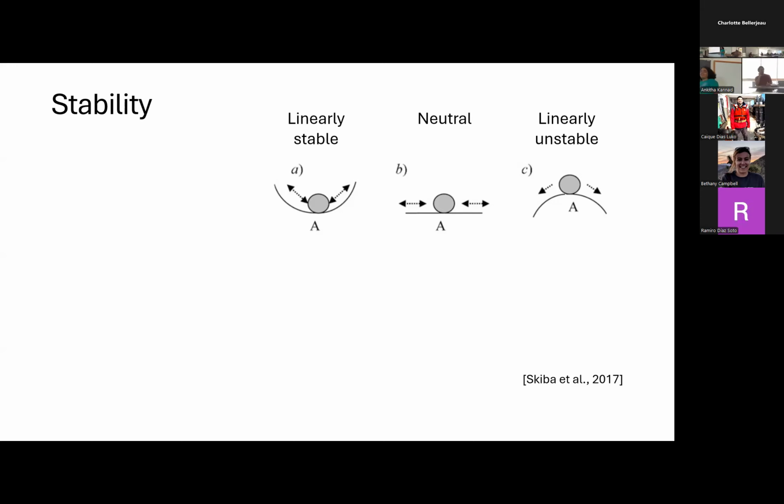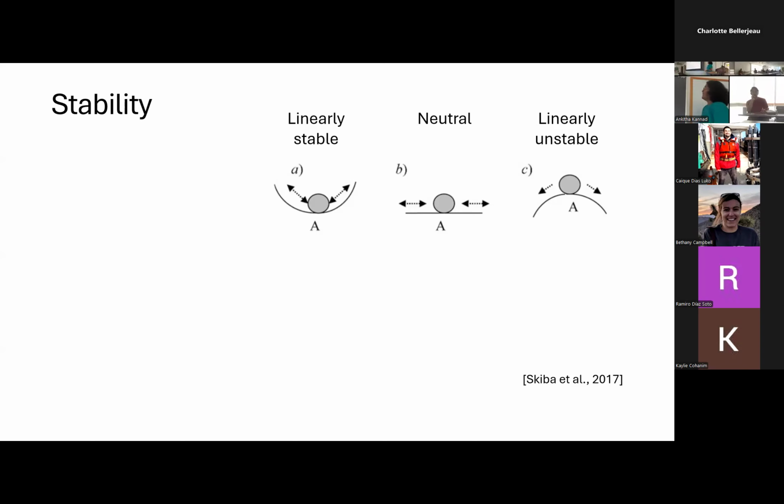Now, if you have a neutrally stable system, with any displacement of the ball on a flat plane, it's just going to stay at equilibrium. It's not going to change. So that's an example of a neutrally stable equilibrium. And then if you have a ball on an overturned bowl, as in this scenario here, any small shift away from this really precarious position is going to cause it to just fall off the bowl. And so that's an example of a linearly unstable situation.